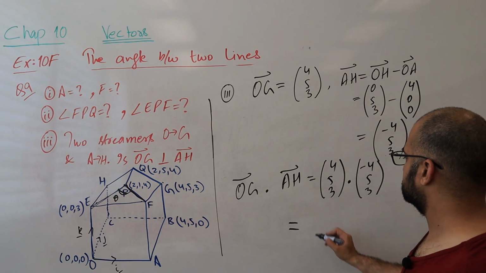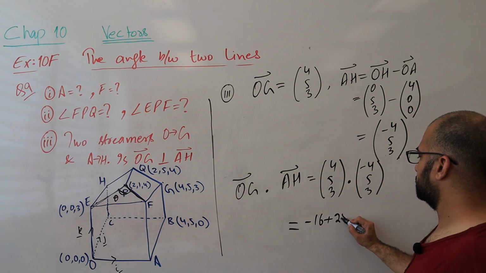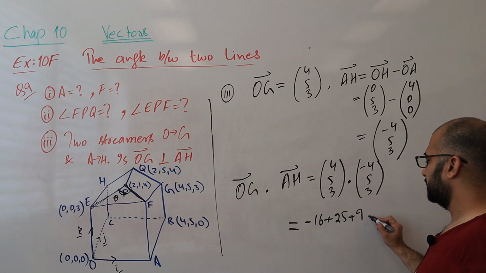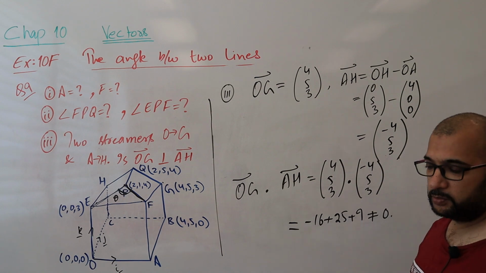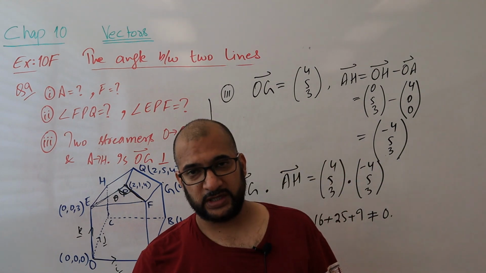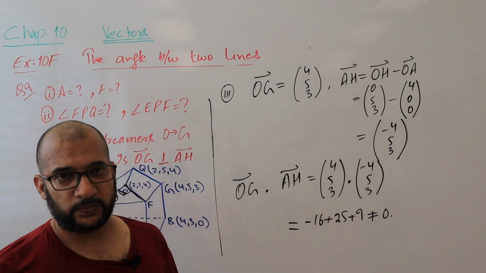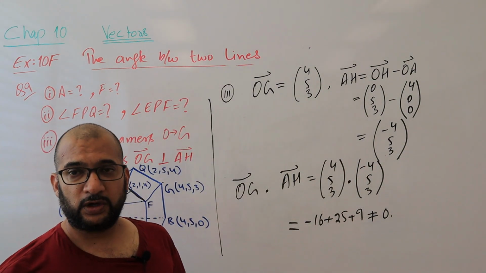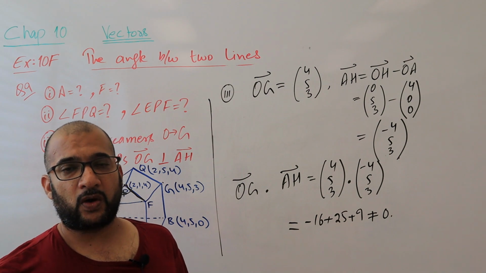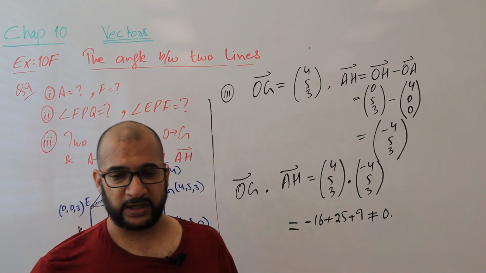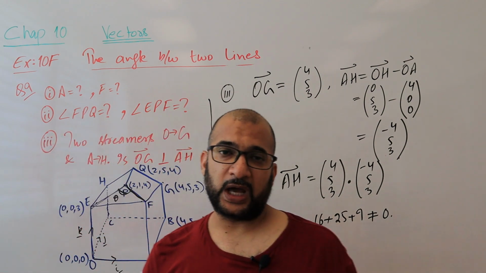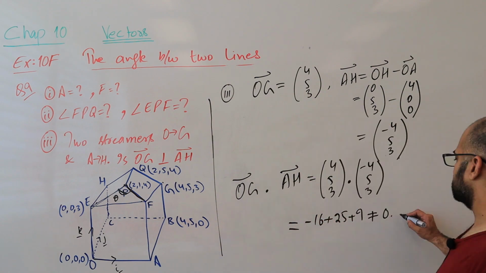Its dot product is minus 16 plus 25 plus 9. It is not equal to 0. If both streamers are perpendicular to each other, then the dot product will be 0. So it is not equal to 0. It means the streamers, or geometrically we can say the diagonals, are not perpendicular to each other. This is your answer.